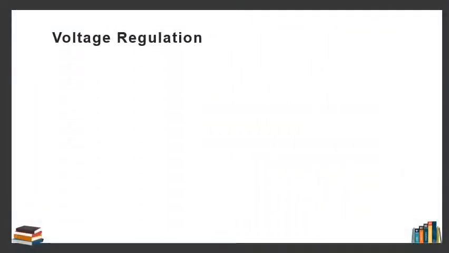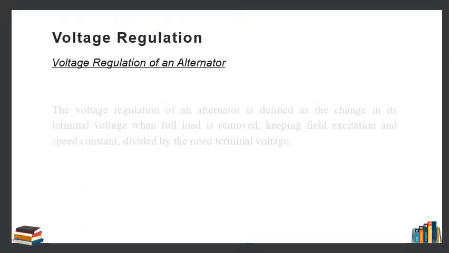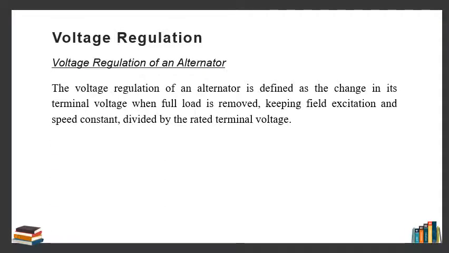So the first question is, what is voltage regulation of the alternator? The voltage regulation of an alternator is defined as the change in its terminal voltage when full load is removed, keeping field excitation and speed constant. So in simple language, voltage regulation is: no load minus full load, divided by full load voltage. By using this formula, we can calculate the voltage regulation of the alternator. And voltage regulation is always calculated in percentage form.